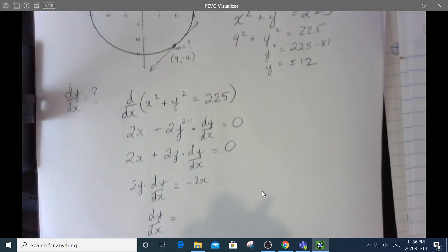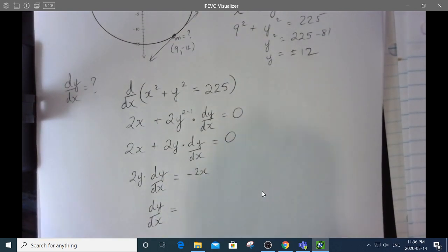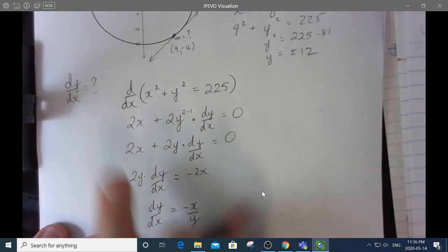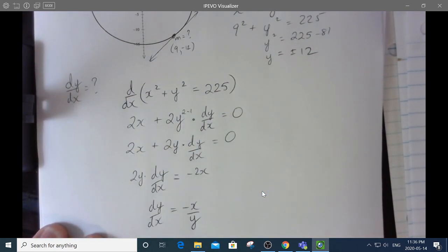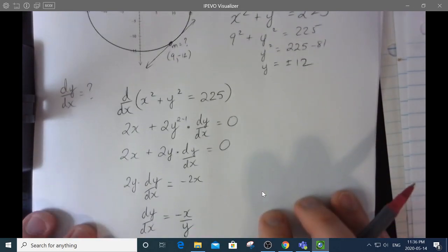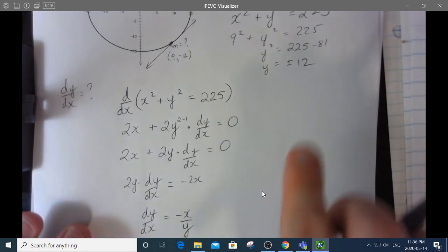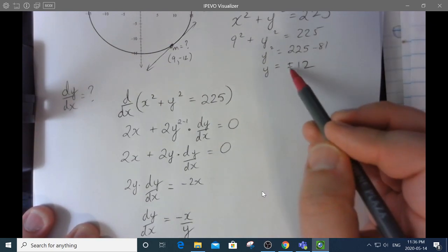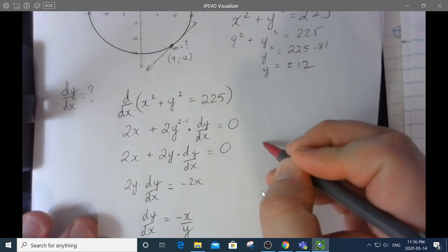All right, the 2's will cancel, and I'll be left with negative x over y. And this was what I wanted to solve for, so that's actually my answer. That's the equation of the slope all the way around this circle. And I wanted to find the slope when x was 9. And when x is 9, remember that y can be either positive or negative 12, so I have 2 solutions.